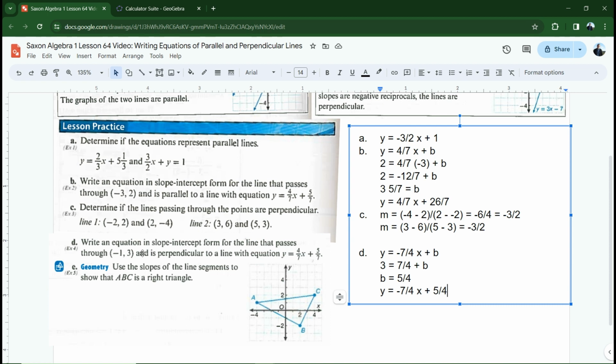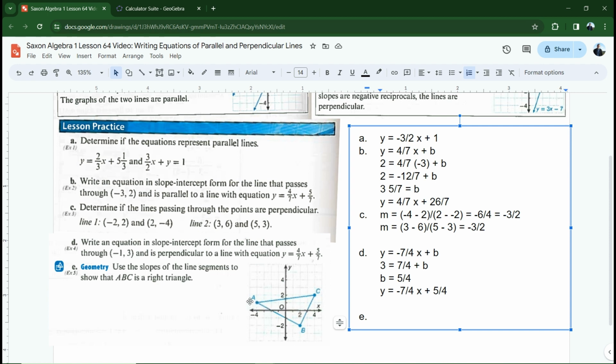All right, and finally, letter E. Use the slopes of the line segments to show that ABC is a right triangle. All right, there's many ways to do this. I'm going to do this the easiest. I'm just going to count rise over run. So we're trying to figure out that this is a right triangle. And if I was going to guess the right angle, this is acute. Angle A is acute. Angle C is acute. Angle B is the only one that could possibly be right.